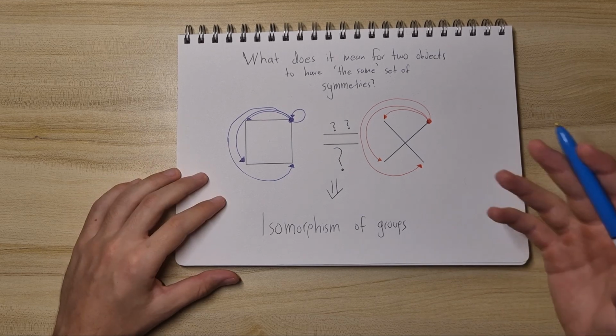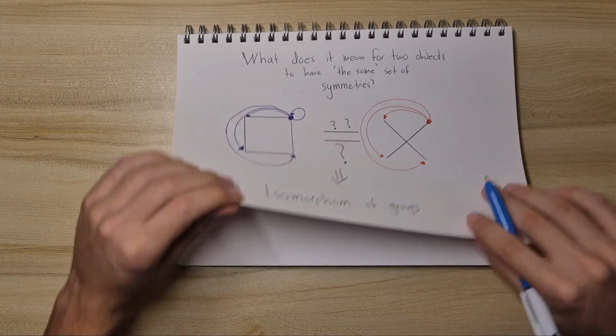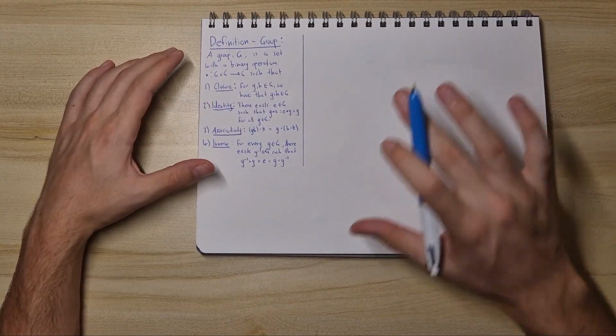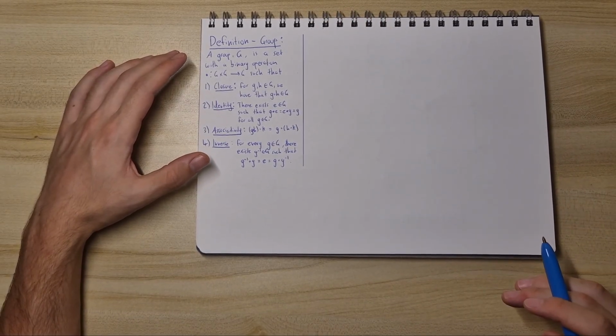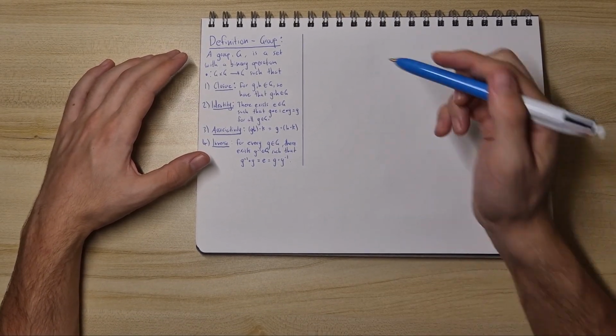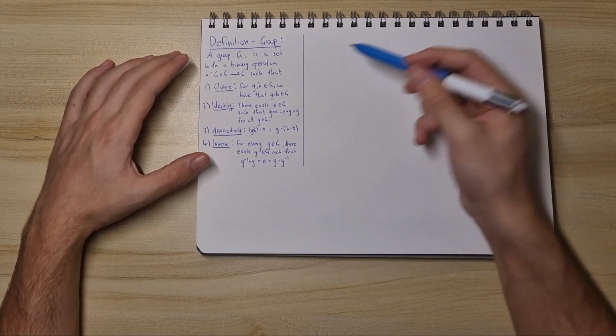So first, let's review the definition of a group. This is a bit abstract, so if you don't understand, don't worry. We'll go through some examples and clarify what the definition means. But first, let's quickly review it. The definition of a group is this.